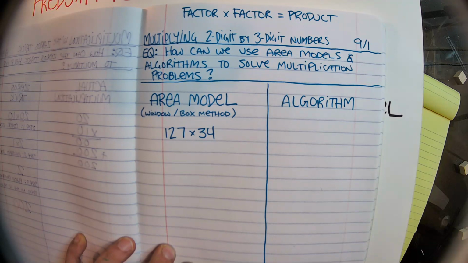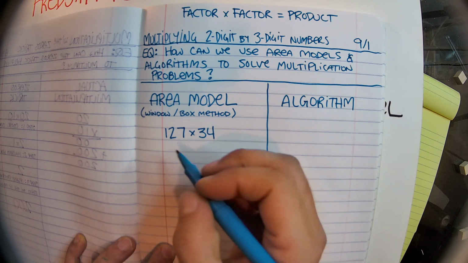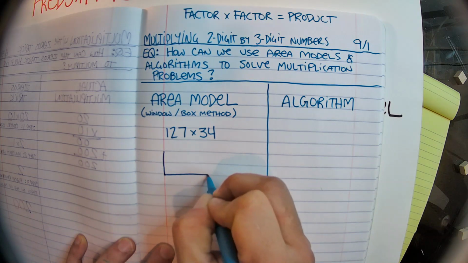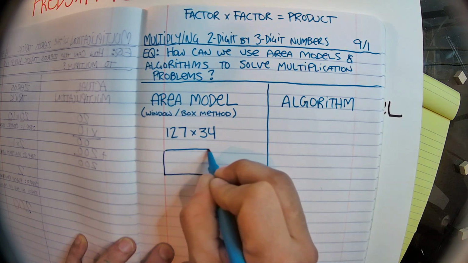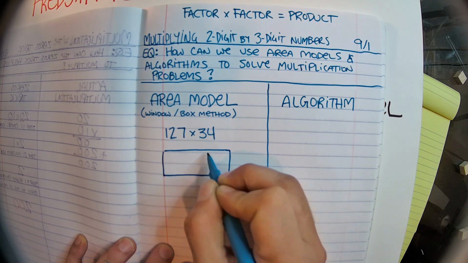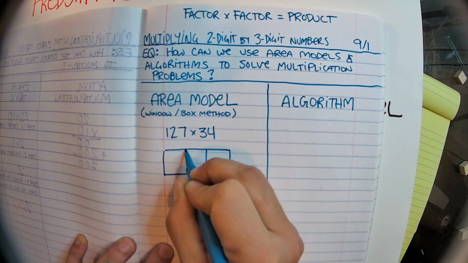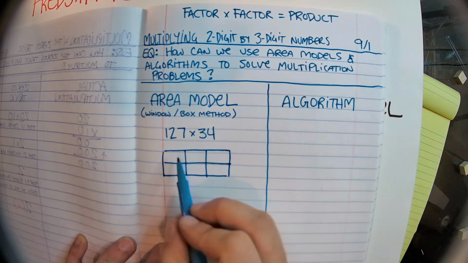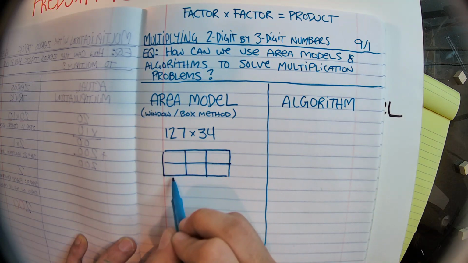All right, so let's start with our area model. So 127 times 34. When we make our area model, we have a 3-digit number times a 2-digit number. So we're going to have to make an area model that's a 2 by 3 array. All right, so there's 3 digits and 2 digits.